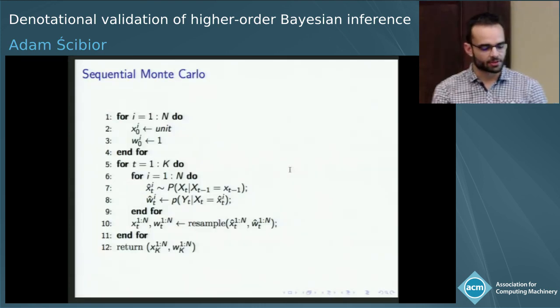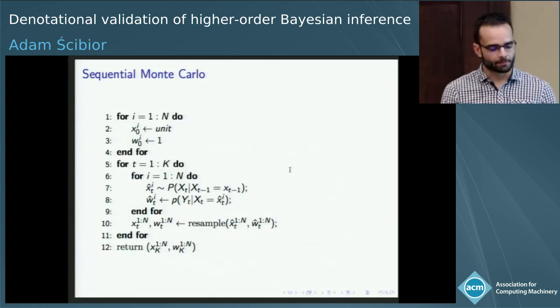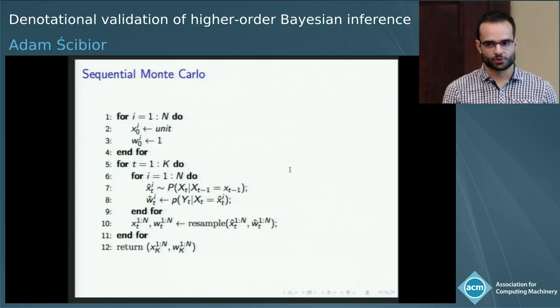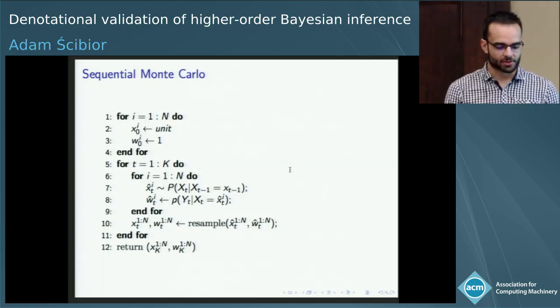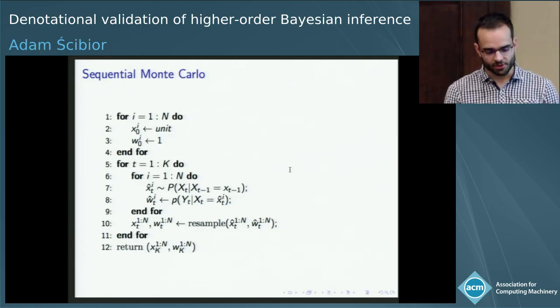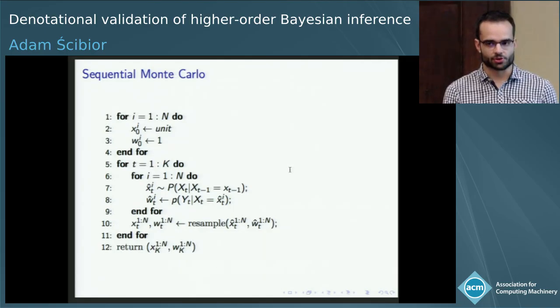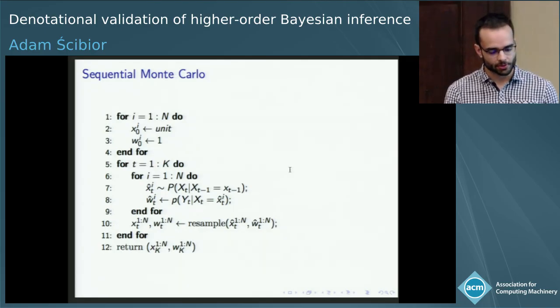Okay, so let me give you a little teaser for what we have done. This is pseudocode for a sequential Monte Carlo algorithm. This is something that's fairly commonly applied in probabilistic programming. If you haven't seen this before, it may be a bit difficult to read, so don't worry if you can't really get what's going on here. This is a typical way in which this algorithm would be presented in pseudocode.